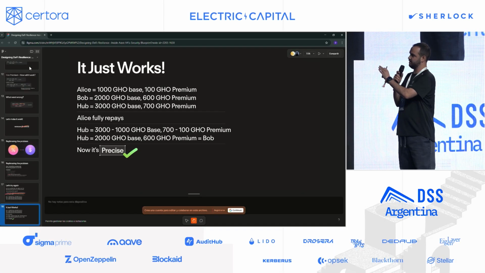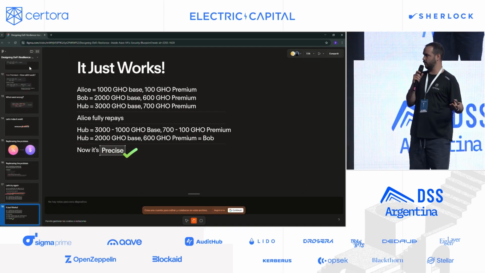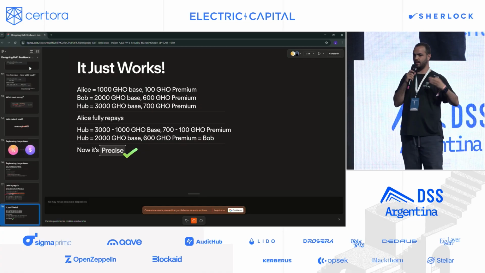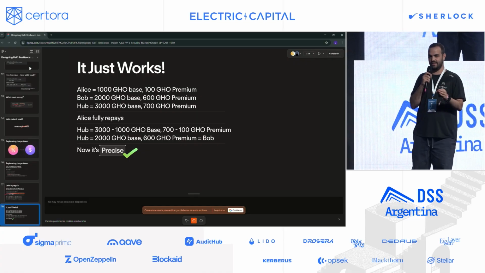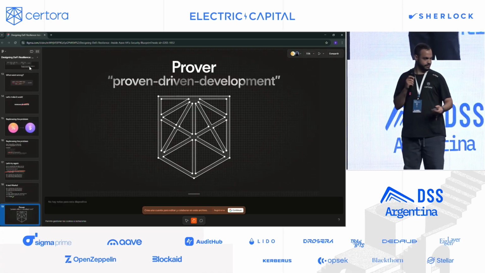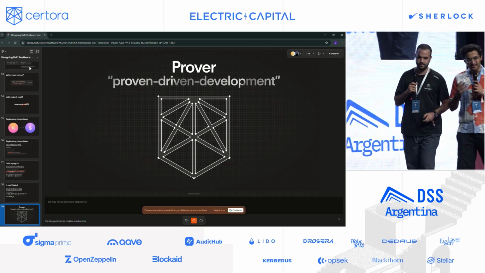You can see that 700 minus 100 is 600, which is the premium debt, which is basically exactly what Bob has. So now the hub state is like Bob's state, exactly. So now it's precise. I think that made sense.